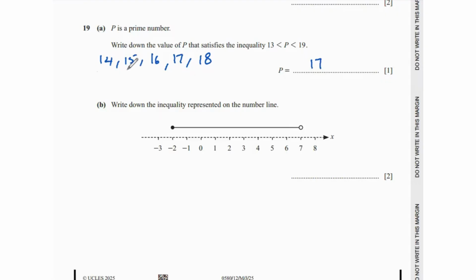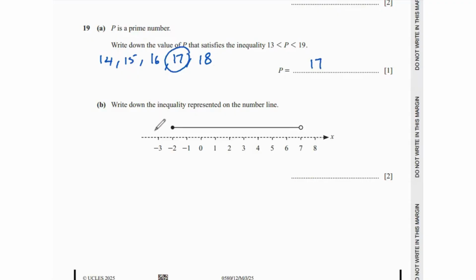Same as for 15. 15 is also in the 3 and 5 times table. 16 is also in the 2 times tables, 4 times tables, and 8 times table. And 18 is also in the 2 times table and 9 times table. So the only number that only comes in its own times table and the 1 times table, that's 17 for this one.